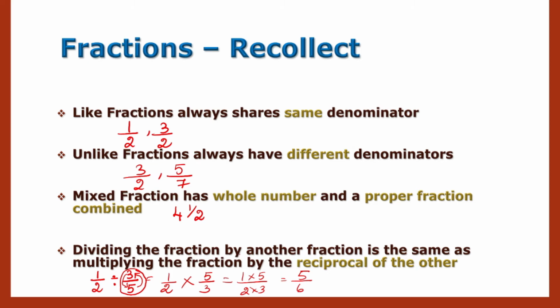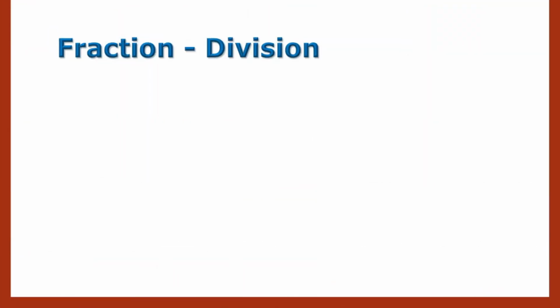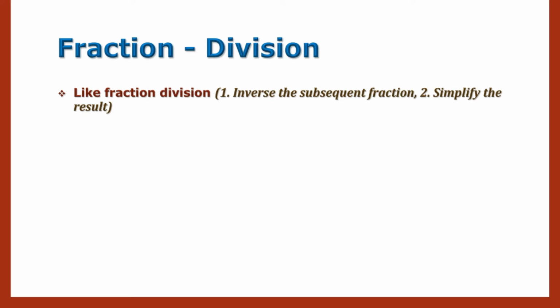Now let's apply our learning by solving more questions related to like fractions, unlike fractions, and mixed fractions. Fraction division. Like fraction division, the first step is we have to take the inverse of the subsequent fraction, which is nothing but the reciprocal of the second term. And then we have to multiply the numerator, and our third step would be multiplying the denominator, and then we simplify the result. Now let's see this with an example.